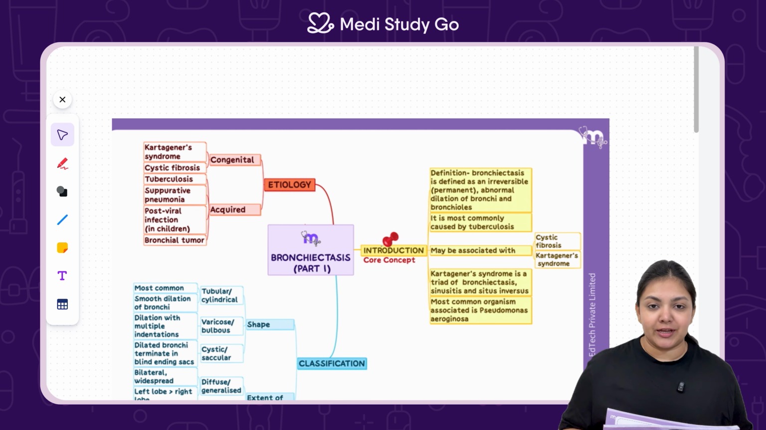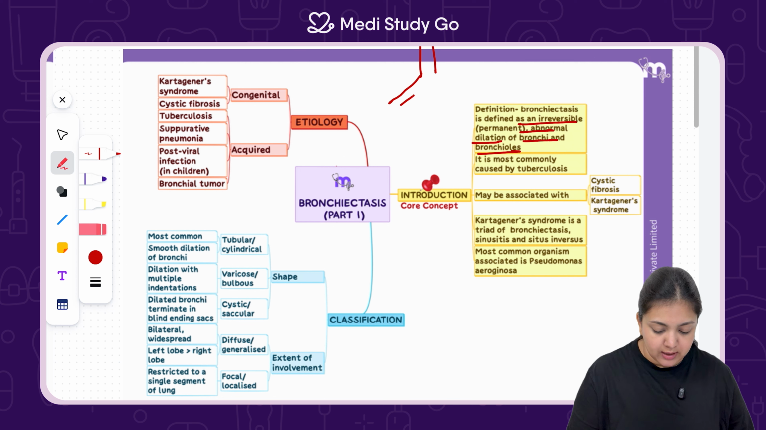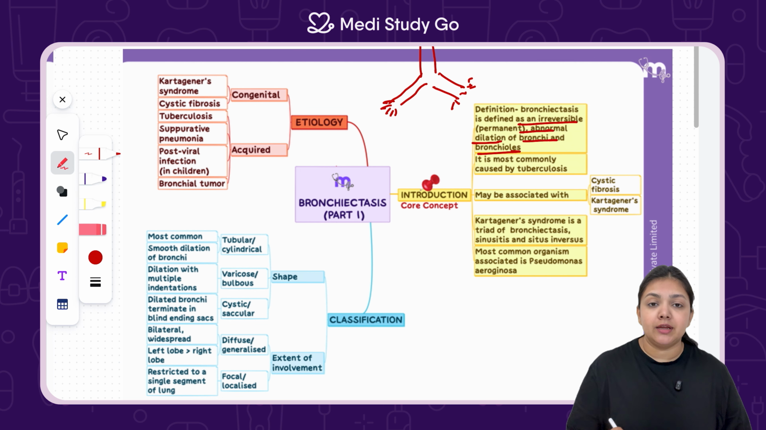So let's get into the lecture for today, where I am going to teach you bronchiectasis. Starting with the introduction of the definition for bronchiectasis, it can be defined as an irreversible, abnormal dilation of bronchi and the bronchioles. So when the windpipe comes into bronchi and then further into bronchioles, the abnormal dilation and permanent irreversible damage of these is known as bronchiectasis.